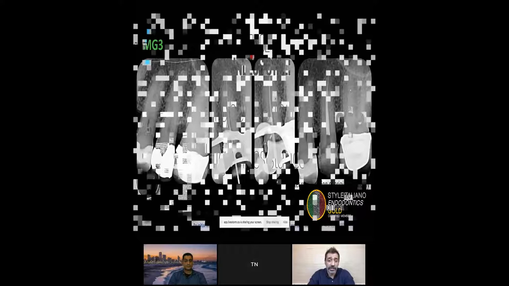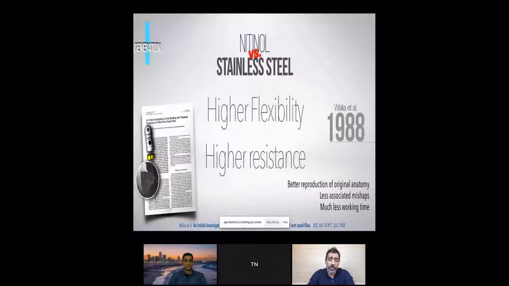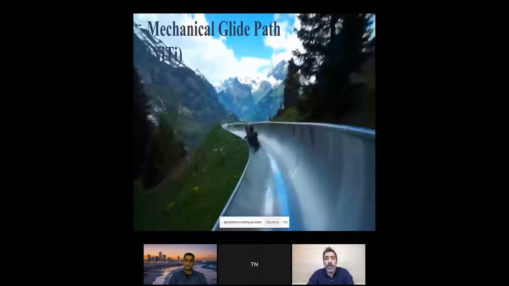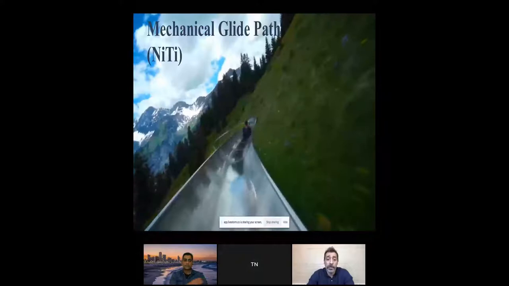With the evolution of the instruments for shaping in 1988, when we had the introduction of nitinol, we know that it was evolving the hand instrument, and we know that they are more flexible, and they will minimize lots of drawbacks of the stainless steel files. So we are talking in 1999 about the nickel titanium era, and at the beginning of the years 2000, we have an eruption of nickel titanium rotary files. And we started thinking about doing a mechanical glide path, which will, if you want, make the shaping part of the root canal treatment faster.